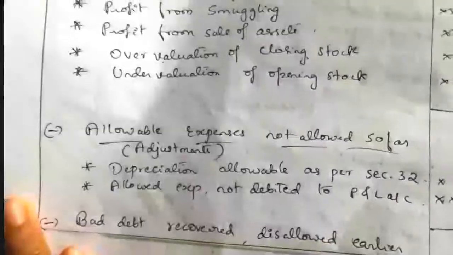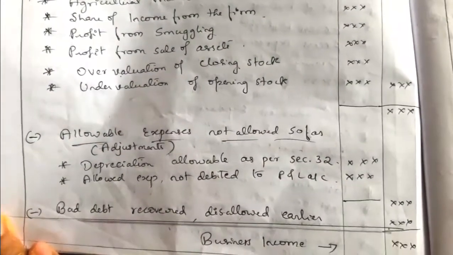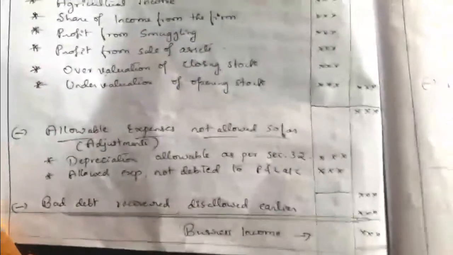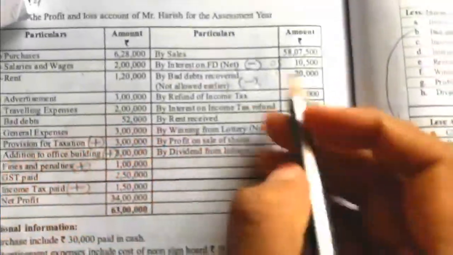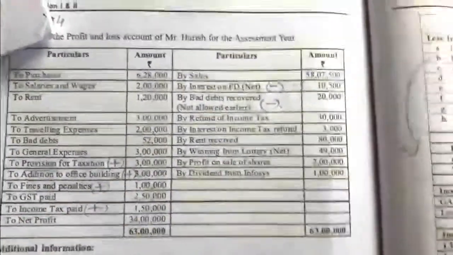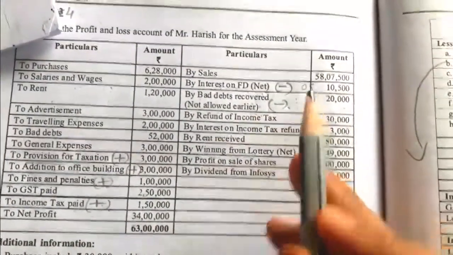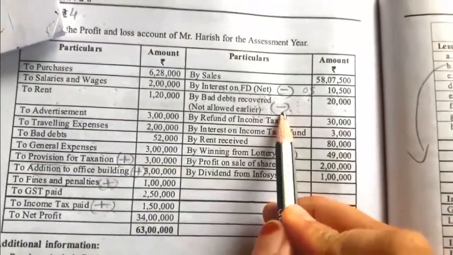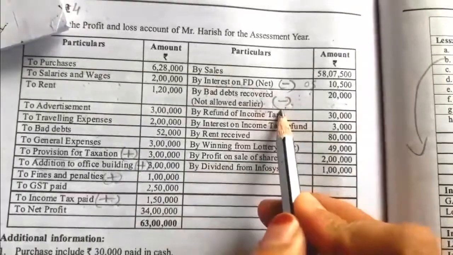So see here, see the format, bad debt recovered disallowed earlier or not allowed earlier, we have to deduct separately. We can deduct separately or we can deduct together also. The answer will be the same, but as per the format we have to deduct the bad debt recovered and disallowed earlier at the end of the format. After calculating all the adjustments, we have to deduct the bad debt recovered not allowed earlier, because it is not taken as a business income and it should not be included here. It is an earlier year income and it should not be taken as a business income here.